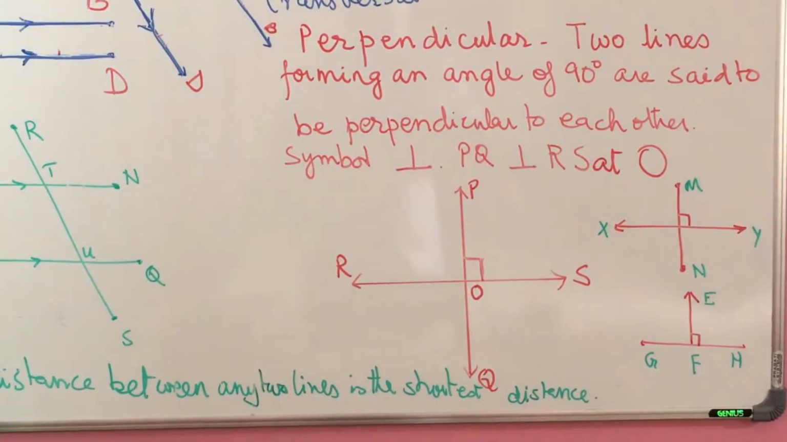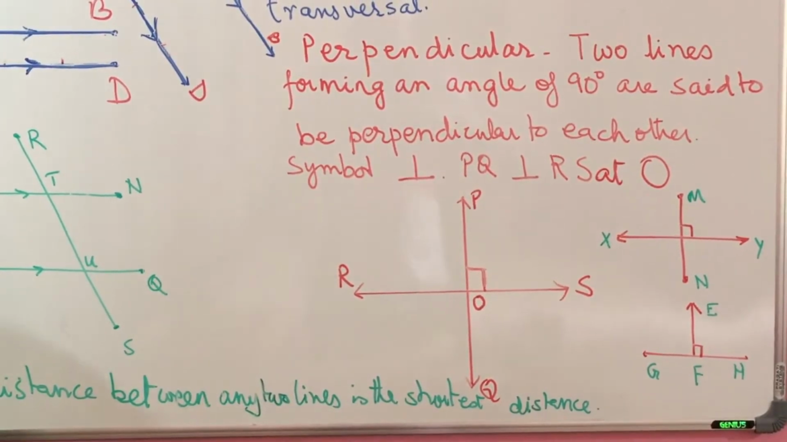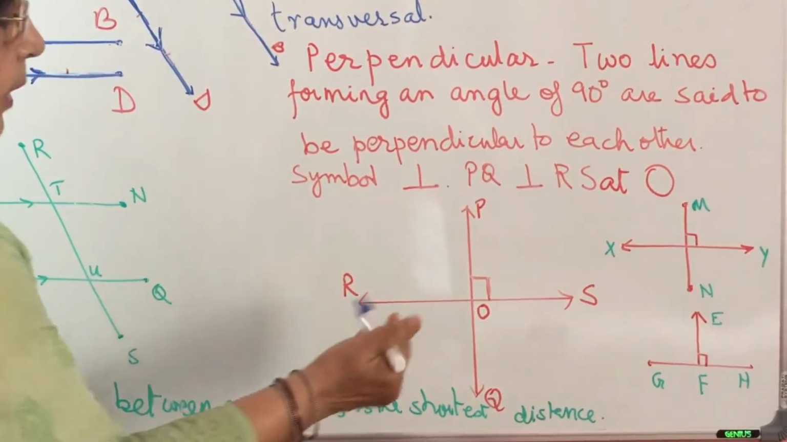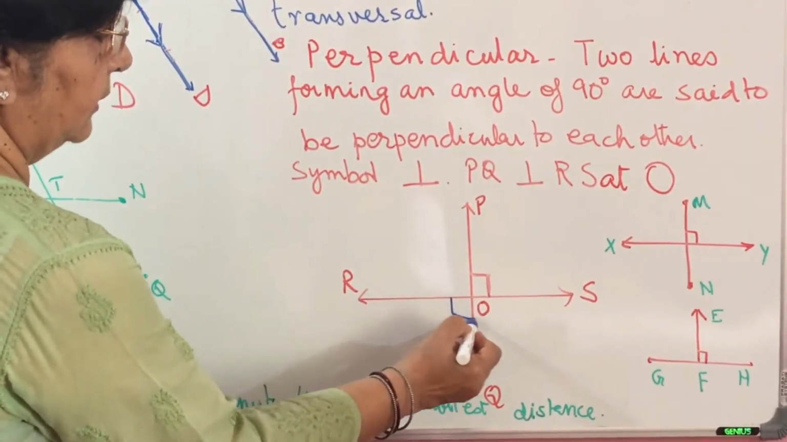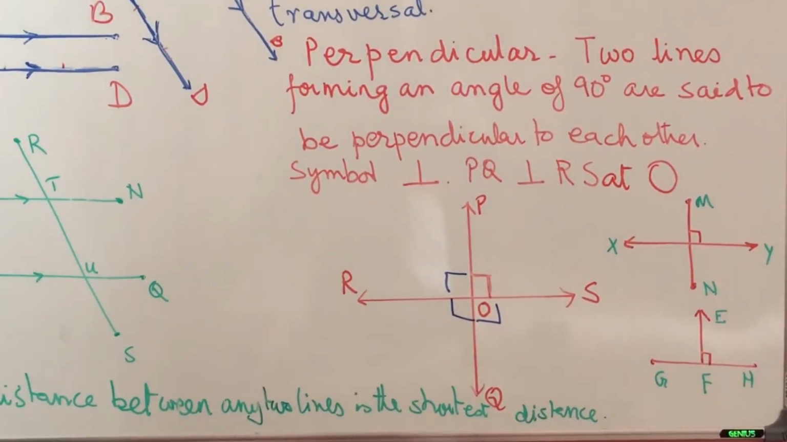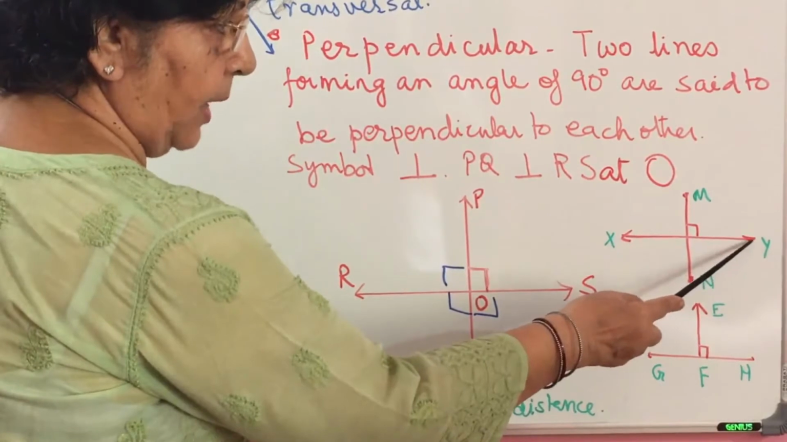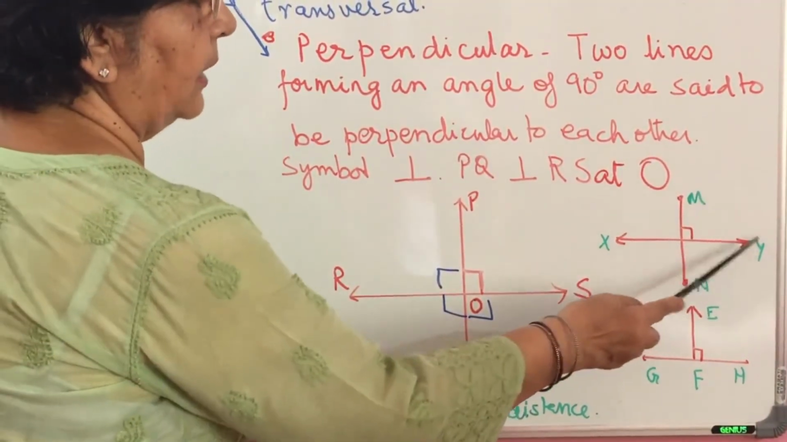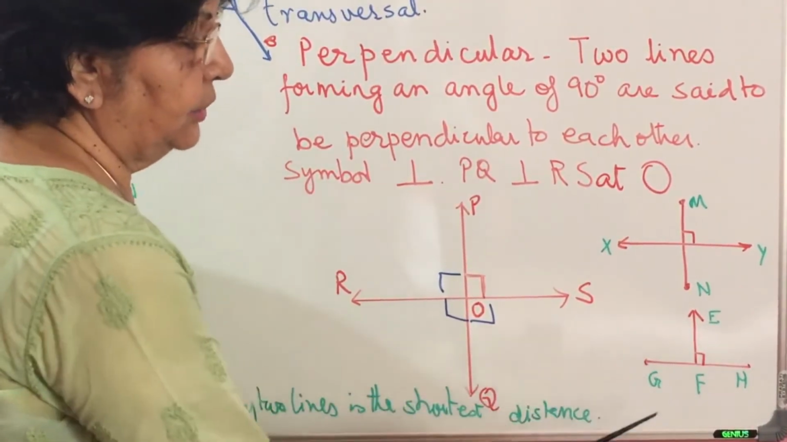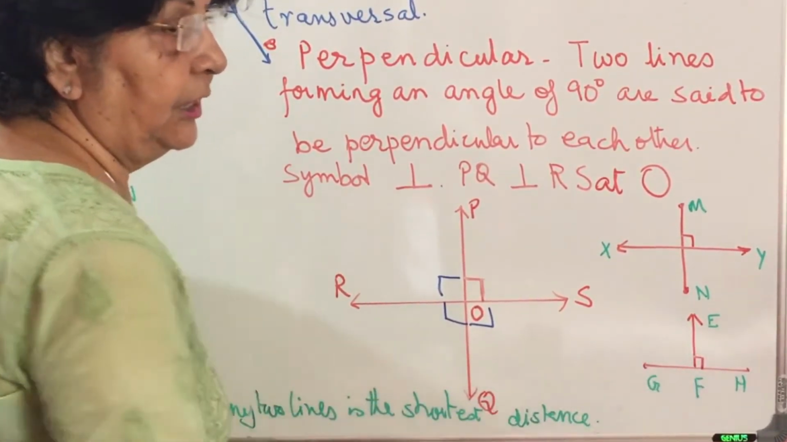PQ and RS are intersecting lines, so I say that they are perpendicular to each other at O. Now since angle POS is 90 degrees, all the other angles also will be 90 degrees. Here I have drawn a line XY. Line segment MN is perpendicular to XY, and we can also say that line XY is perpendicular to MN. Now here I have drawn a line segment GH, and the ray FE is perpendicular to the line segment GH.